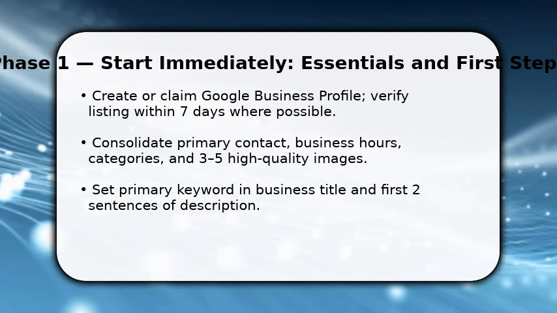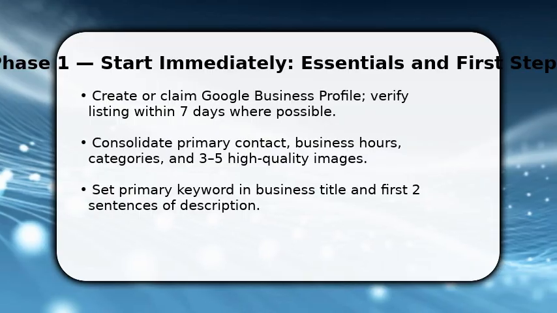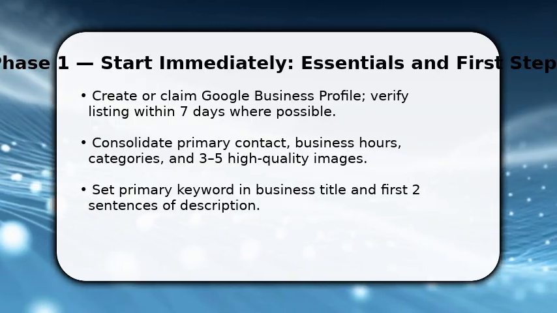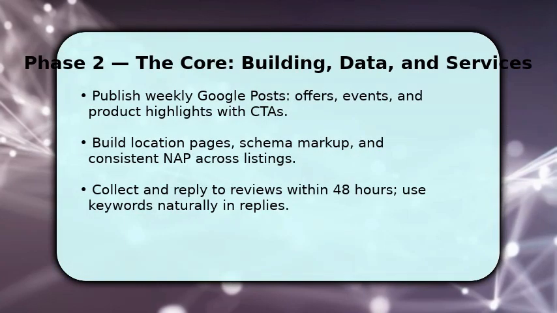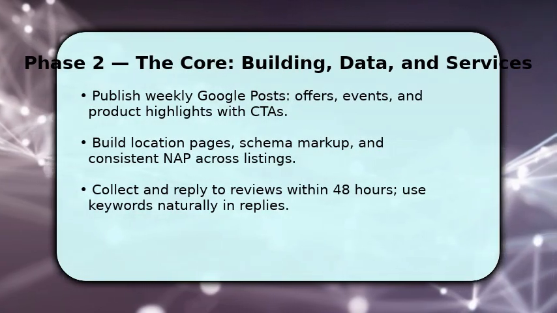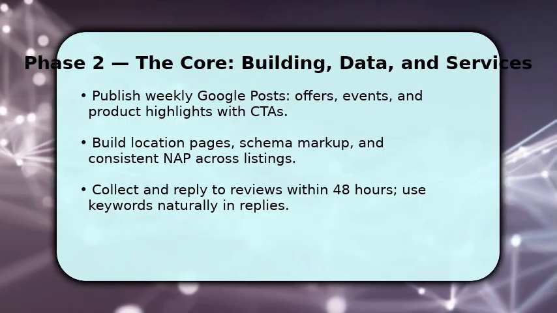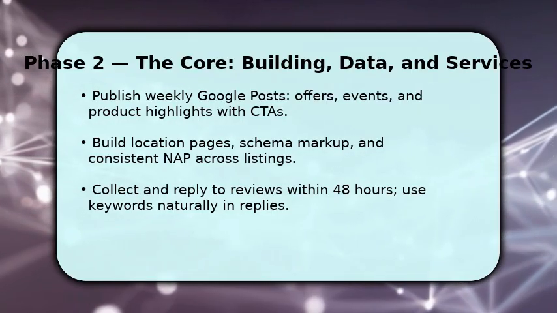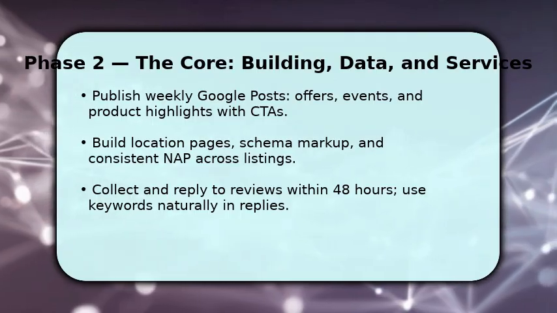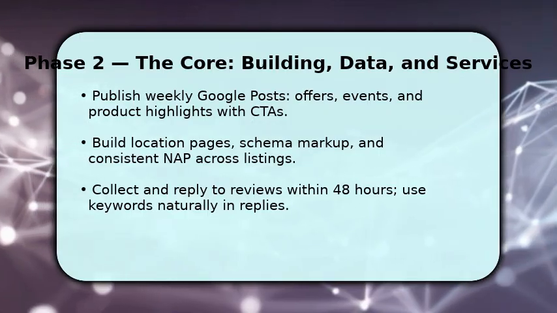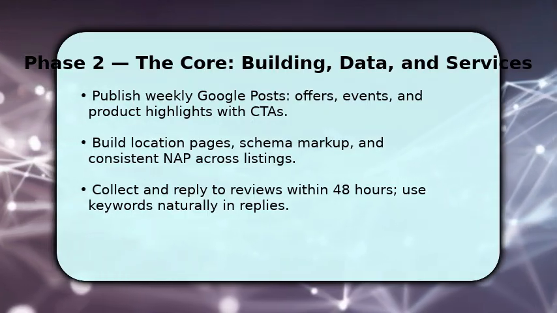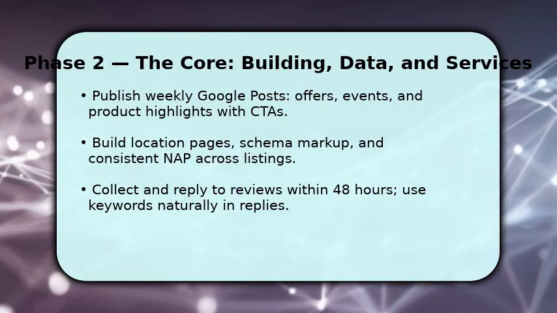Now move to active content and tracking. Next, you keep momentum with recurring content. Post weekly on your profile, promotions, events, product updates, with a clear call to action. Meanwhile, create localized landing pages and add schema markup so search engines map intent to location. Make sure your NAP, name, address, phone, is identical across directories to avoid fragmentation.